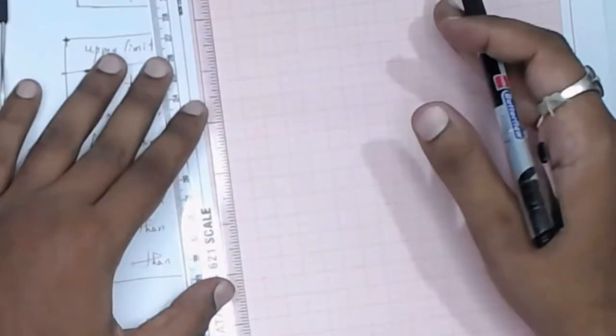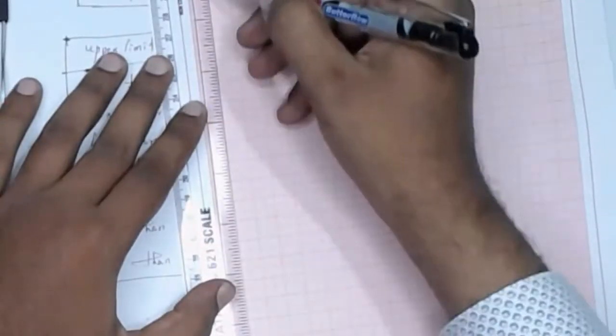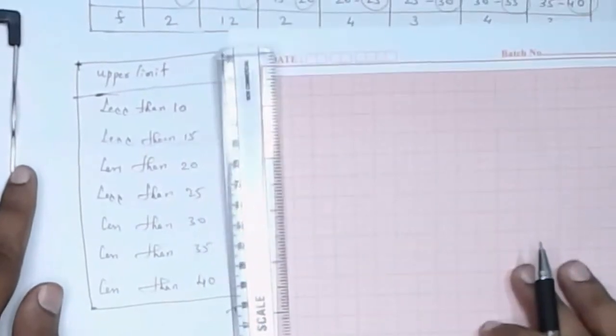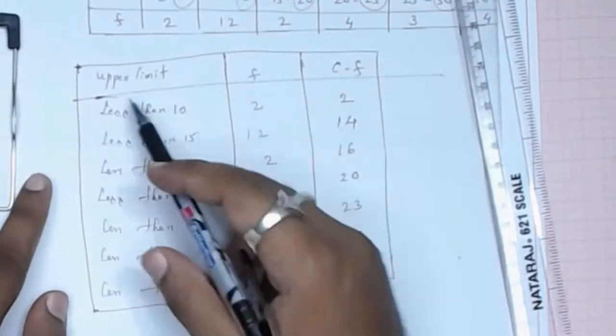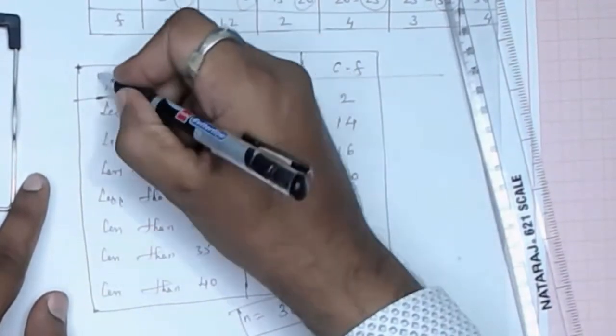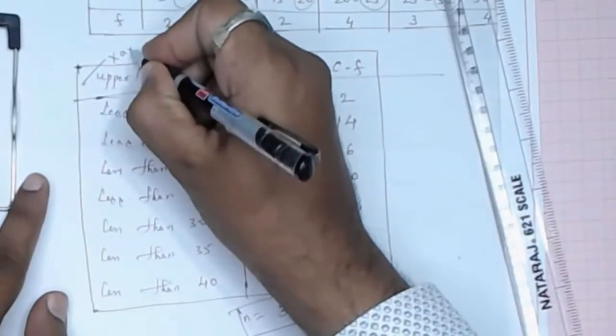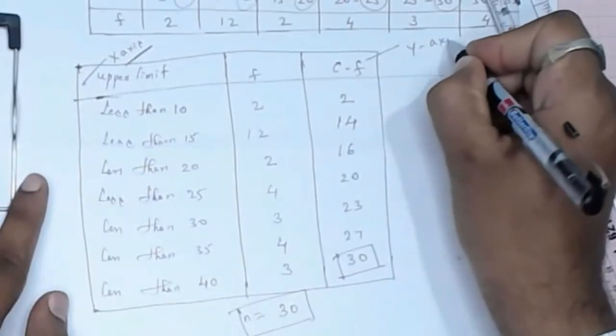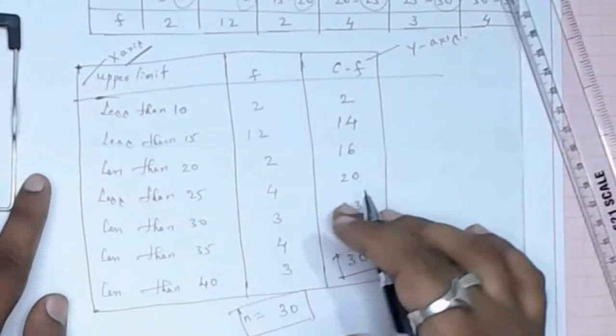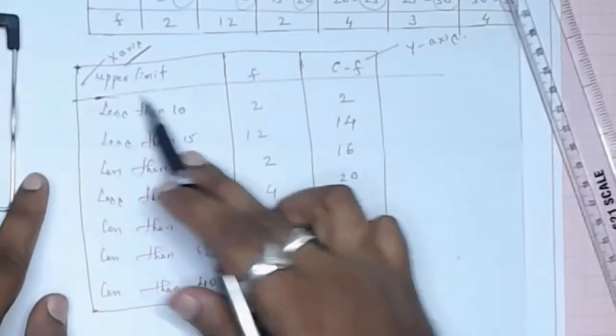Are you getting, children? But how many values should we take? How many values means how many centimeters I have to draw the line? We don't know how many centimeters. So what you should do? Check these values. What are these values? The upper limits. These all are our x-axis. And what are these cumulative frequencies? These all are the y-axis. Got it? So this is x-axis and this is y-axis.